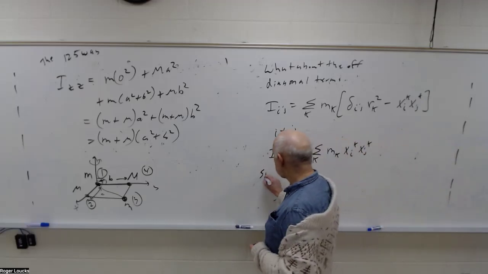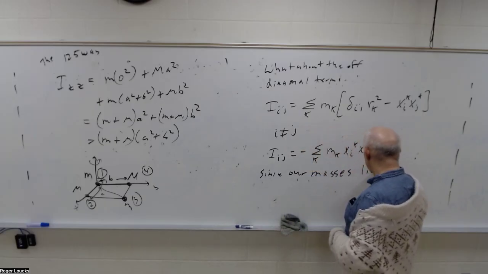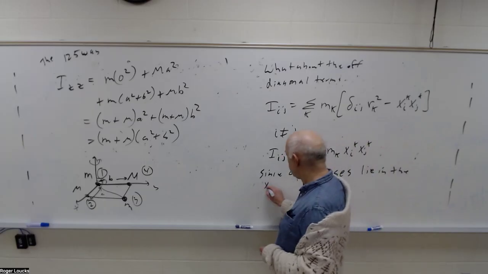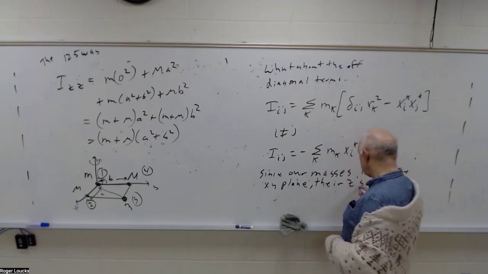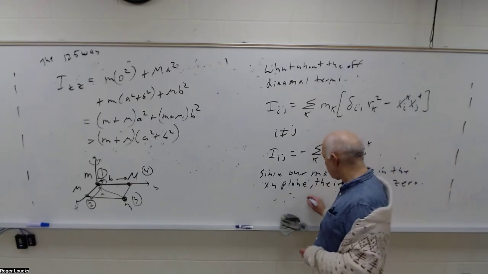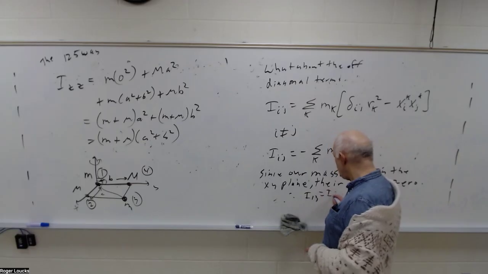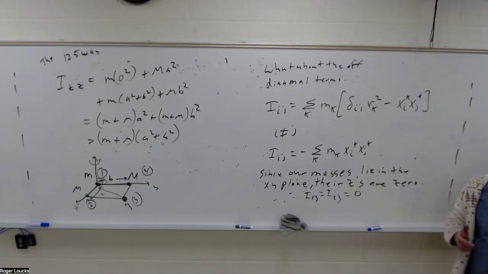So since our masses lie in the XY plane, the Z's are 0. Therefore, I13 and I23 equal 0. But what about I31 and I32? They're still 0 as well. So that means we have to worry about what? 1,2 and 2,1.